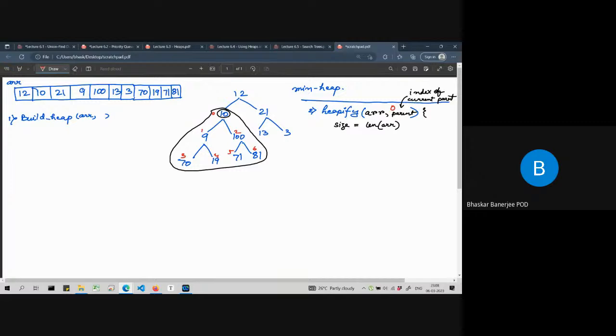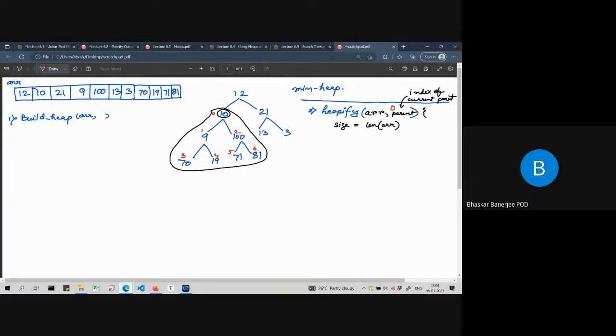Now, in order to make it a heap, just take this black marked subtree and tell me what is the first step that comes to your mind in order to make it into a minimum heap. We will exchange 10 and 9. So how can we do it? You have to think it in both ways, right? Since I'm writing the code, what should I write now?